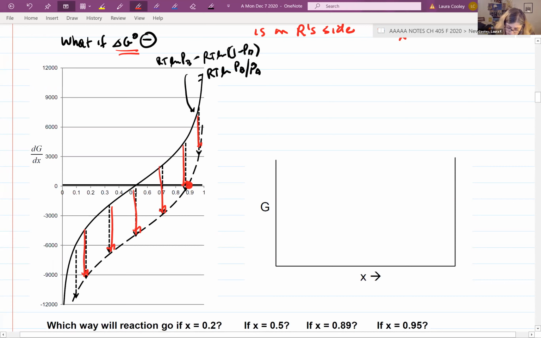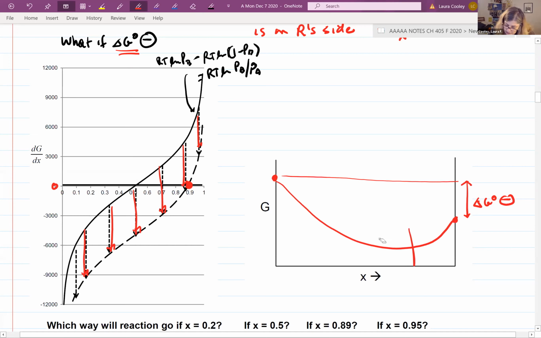And now your curve hits the 0 at a larger value of X. So this means that the equilibrium is really favoring the products more. So here now we have our delta G0, which is negative. So the minimum ends up being on the product side. Well, I didn't draw it too accurately because this is really much more something like that. I don't know. Anyway.